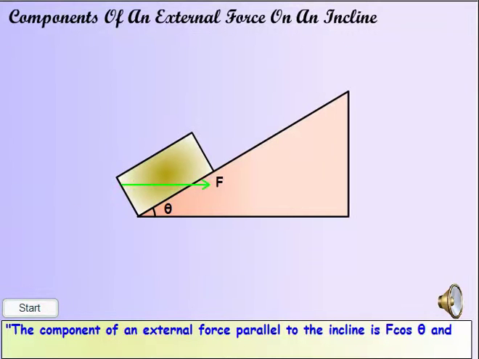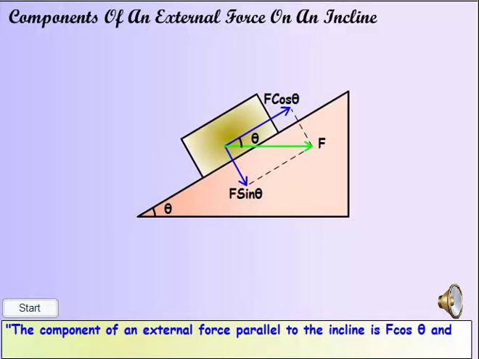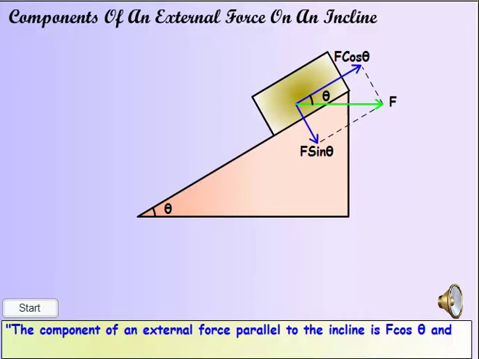Consider an external force acting on a block placed on an incline. If the direction of the external force is parallel to the ground, it can be broken into its two components, one parallel to the incline and the other perpendicular to the incline. The one parallel to the incline is F cos theta, and the one perpendicular to the incline is F sin theta.